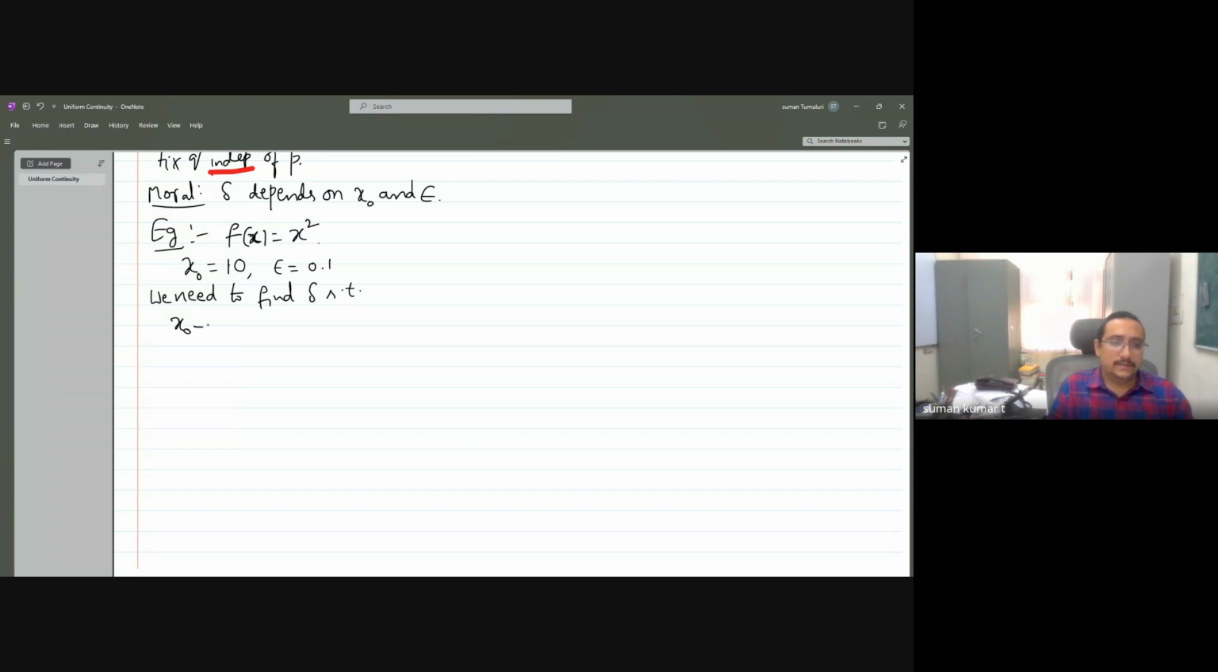If modulus of x minus x naught is less than delta, this implies modulus of f of x minus f of x naught is less than epsilon. This is what we want, right? In other words, I want delta such that 10 minus x less than delta implies, what is f of x naught? 100, right? f of x is x square, so f of x naught means x naught square.